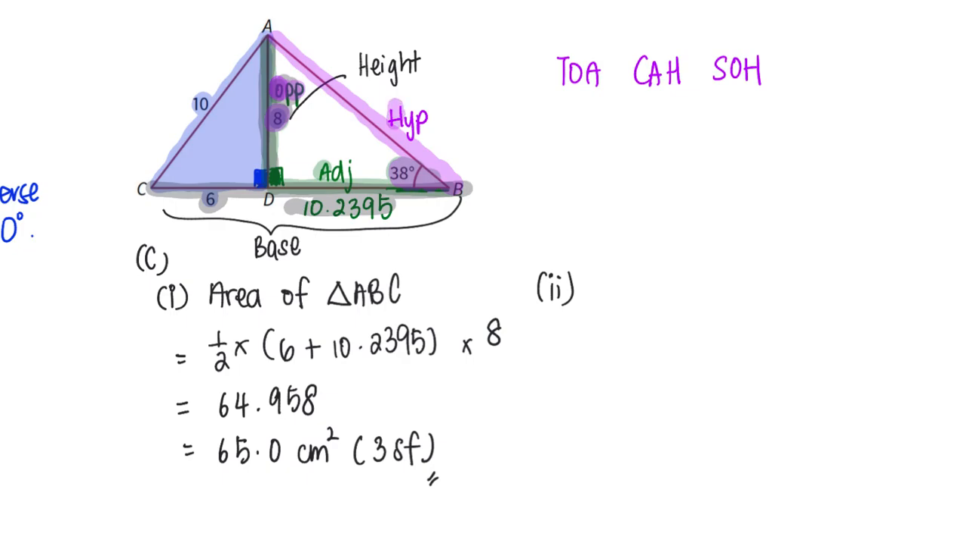O and H. O and H. I am going to use my sine. So for part 2, I will first need to find my length AB first. Opposite divide by my hypo, so it's 8 divided by my hypo AB. So I'm going to multiply AB on both sides as well as divide by sine 38 on both sides. And I'm going to leave it as it is because this is part of the working, yeah? And therefore, I can find my perimeter now.